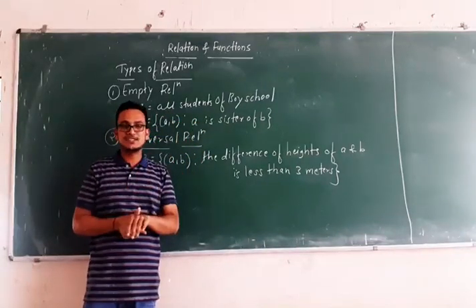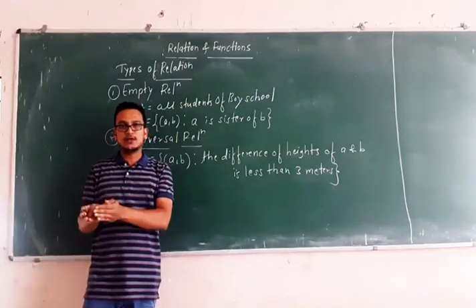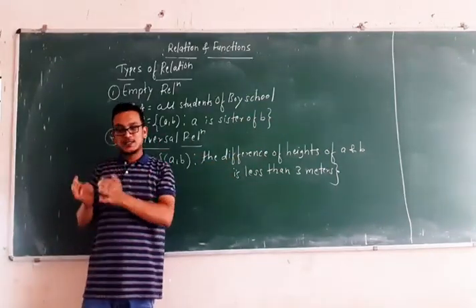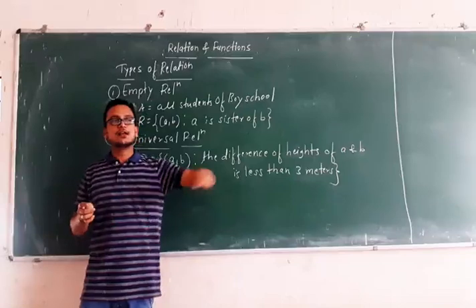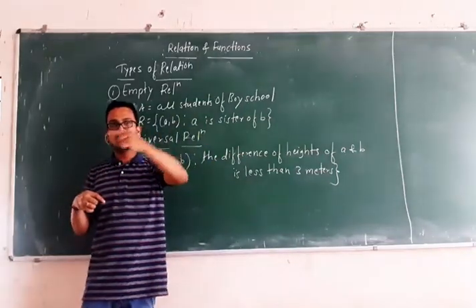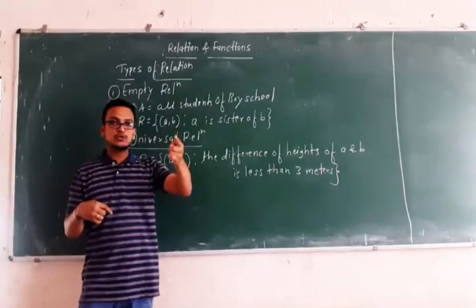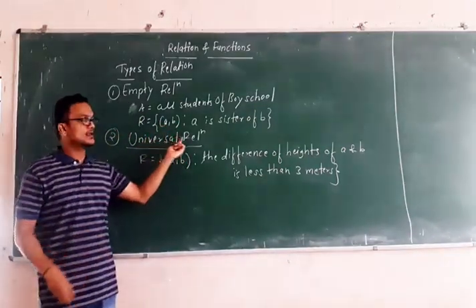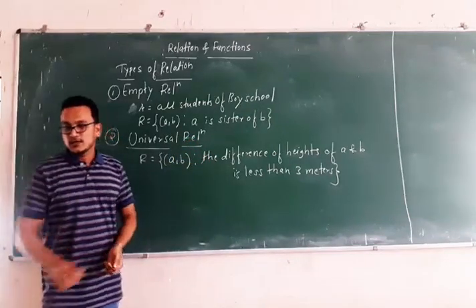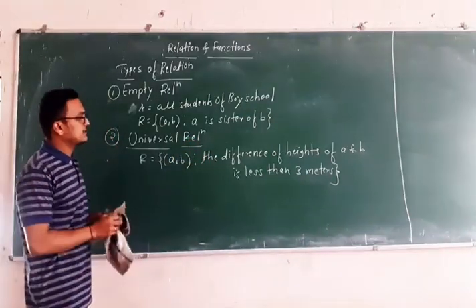So which is the easiest method? One student you take, and that one student you compare with all. That one student has a relation with all the students. Therefore that one student is related with all the students, meaning all the students. It is a universal relation. So this is the second type.